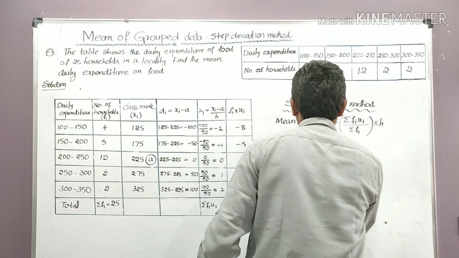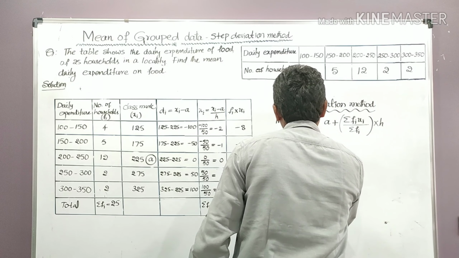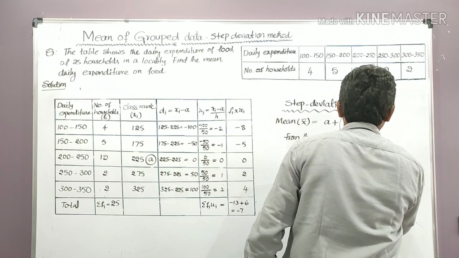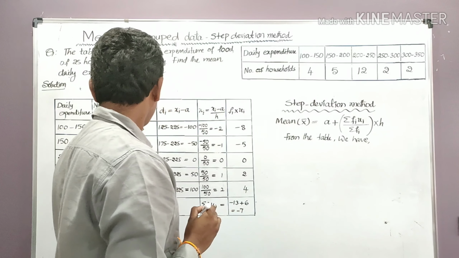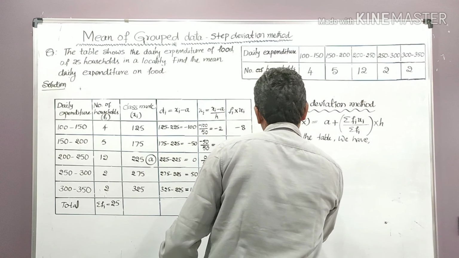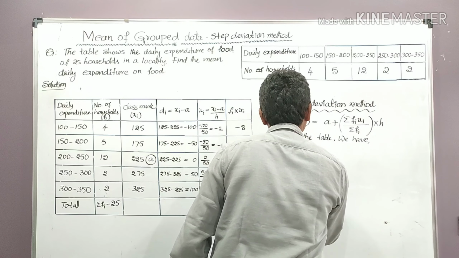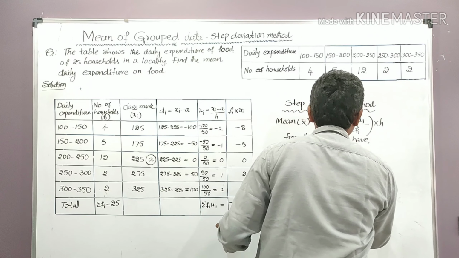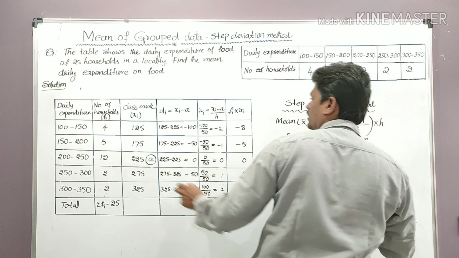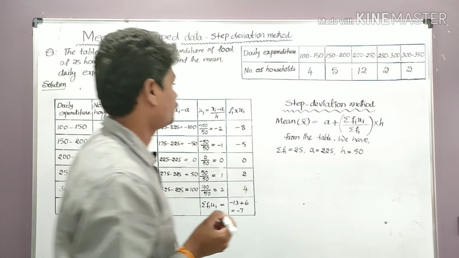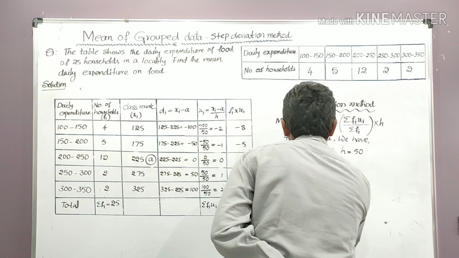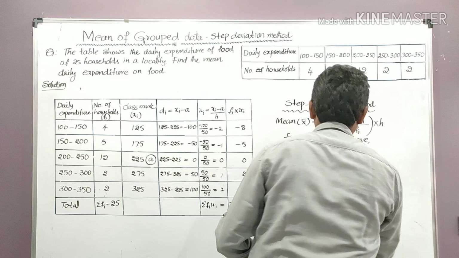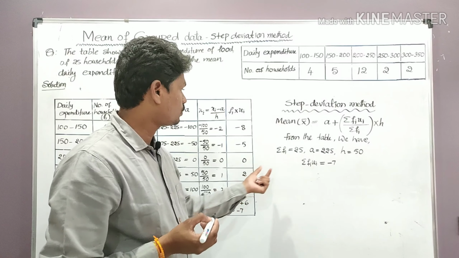So from the table we have, see student, first sigma Fi is equal to 25. A is equal to 225. H is equal to 50. The difference of the class interval, student, is 50. Sigma Fi into Ui is equal to minus 7. So these are the values from the table, student.